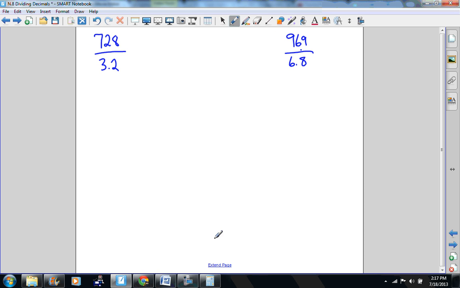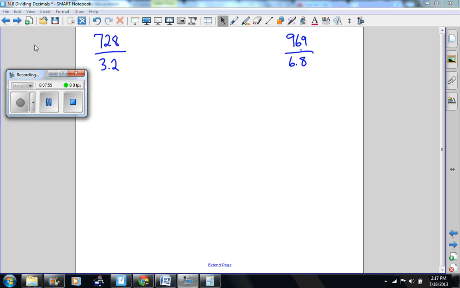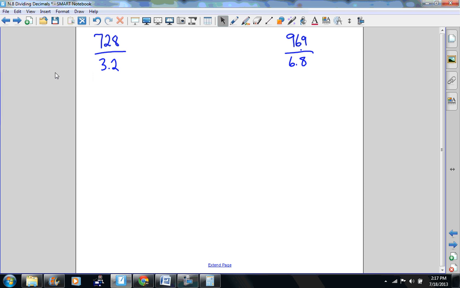Try a couple more here. How are we doing on time? I don't want to get this too long. About 8 minutes. So we're going to cruise through these last 2 and then move on.